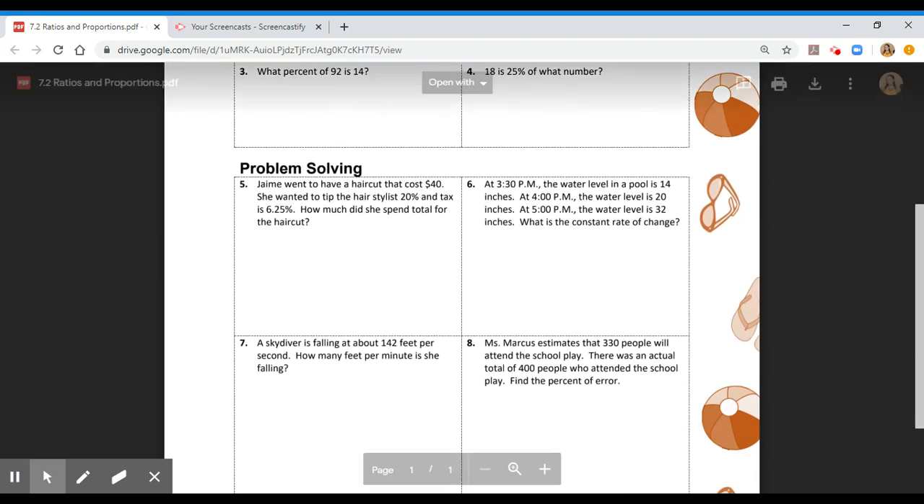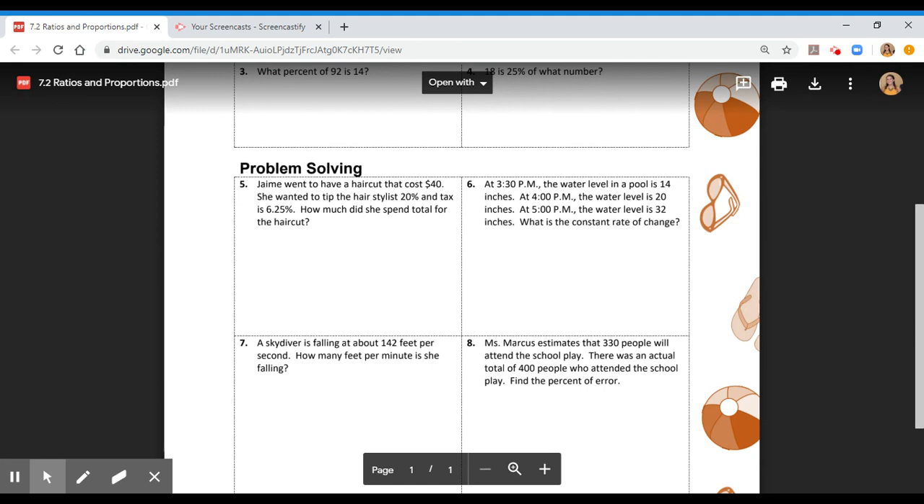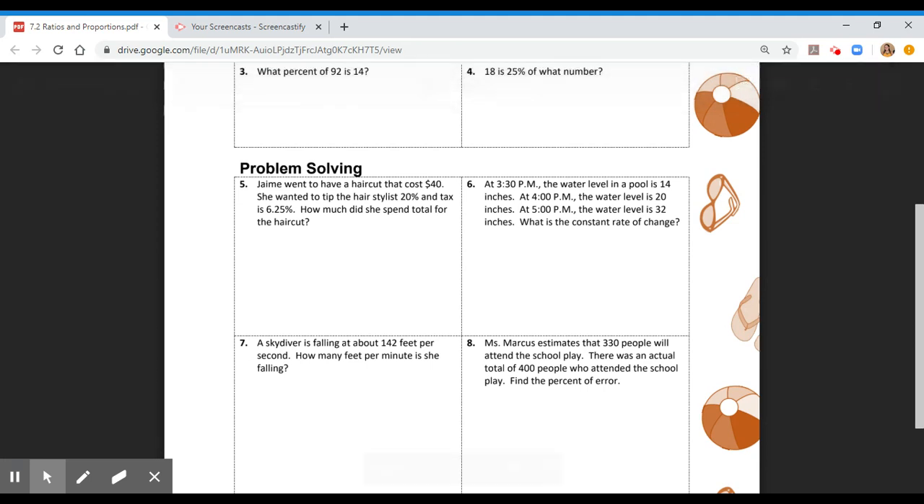Let's see. For problem solving, one thing that I want to encourage everyone to do is to think logically about what you'd anticipate the answer to be. Jamie went to have a haircut that cost $40. She wanted to tip the hairstylist 20%, and tax is 6.25%. How much did she spend total for the haircut?